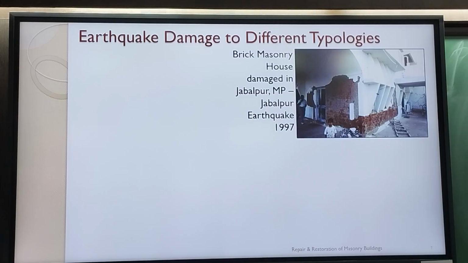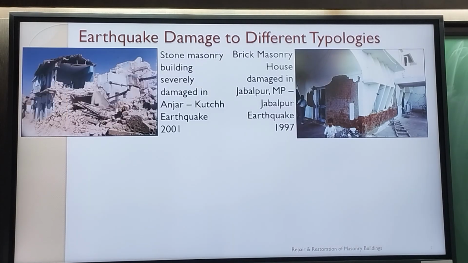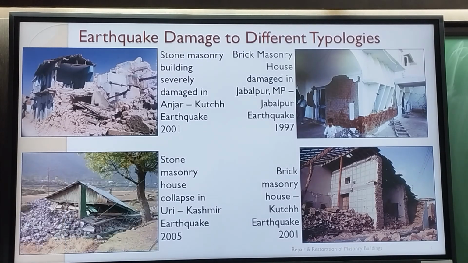Now, just a few visuals of different typologies. Here is a brick masonry building in Jabalpur from the 1997 earthquake, a stone masonry building in Kutch, a brick masonry building again in Kutch, and a stone masonry building in Kashmir. A variety of masonry buildings after different earthquakes.